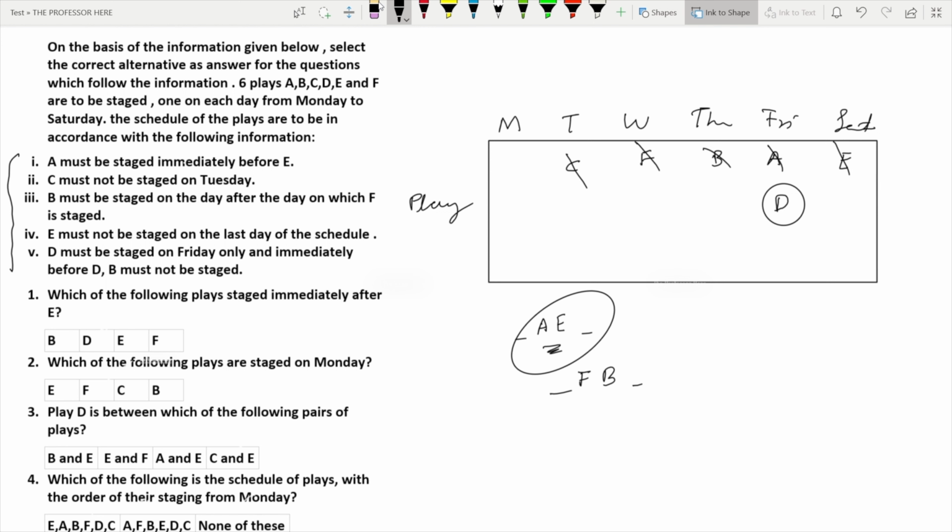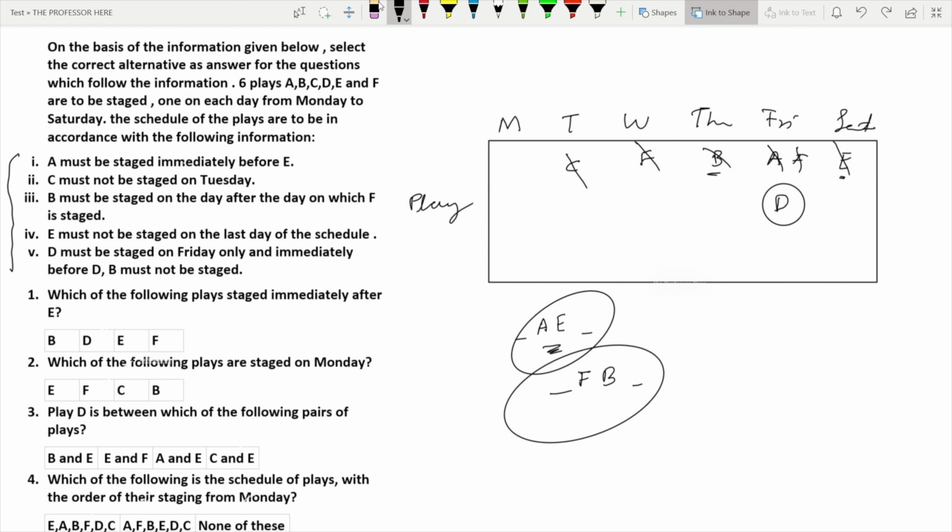So we have run through the 5 points and the table is right now in this condition. So what is the next step? Let's take FB first. We know that B cannot take place on Thursday and B cannot take place on Saturday, because if B is here then F should be on Friday, which is not possible. So now we have only 2 options left, either Tuesday or Wednesday.